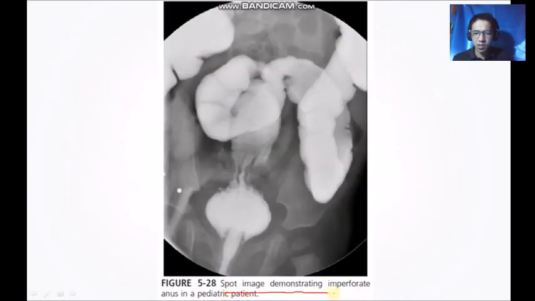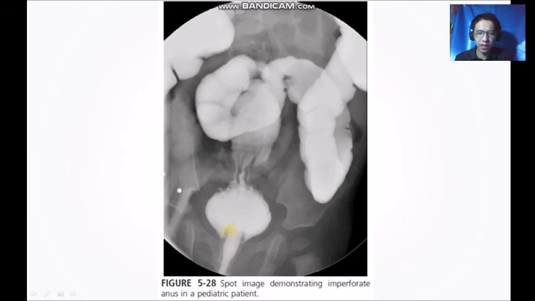Okay. So, spot image demonstrating imperforate anus of a pedia patient. You can see that the pelvis of the patient is not connected. It looks cut, like a fracture. That is because it has not ossified well yet. That means this portion of the patient is still cartilage. So it is normal for children to look like this. You might say there is a fracture in the bone structures because they are not connected. This is the femoral body, and then the femoral head. They are separated. Okay? So this is a spot image demonstrating imperforate anus of a pedia patient.